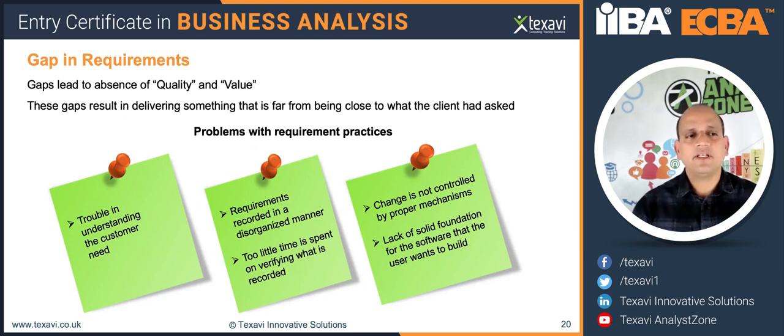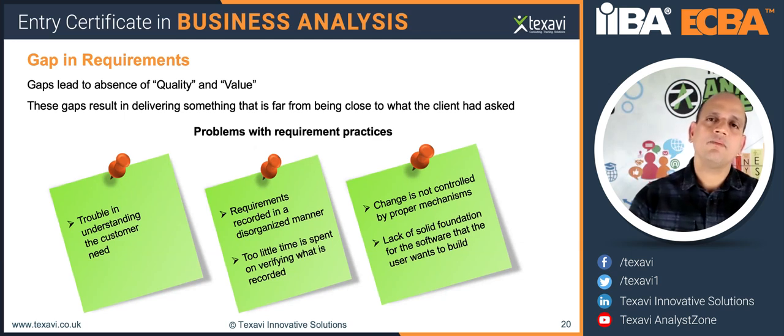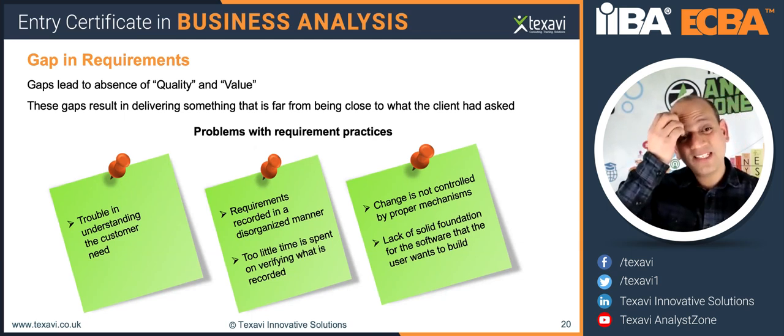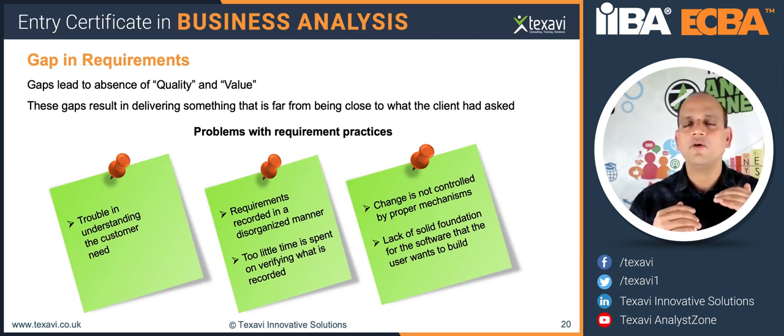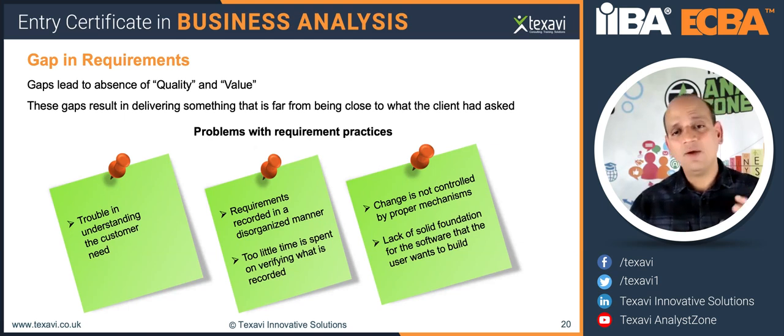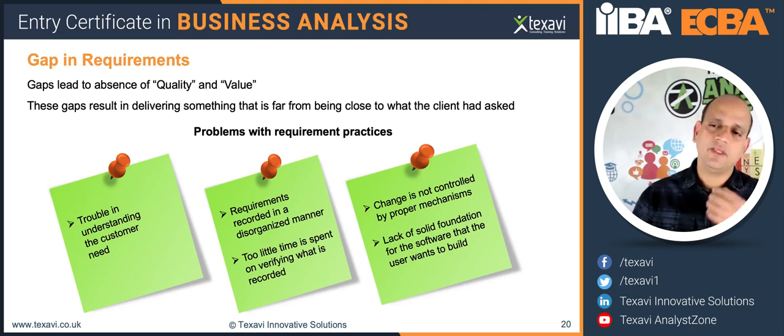What would lead to the gap in the requirements? That means the gaps could be that you missed something totally, or you delivered something which is lower quality or lower value. So that means you didn't live up to the standards. You didn't deliver the requirement to the specification that you had agreed upon. And that would lead to a kind of breach of trust, right? At the end of the day, that's not what we've agreed upon with the clients or with the customers.